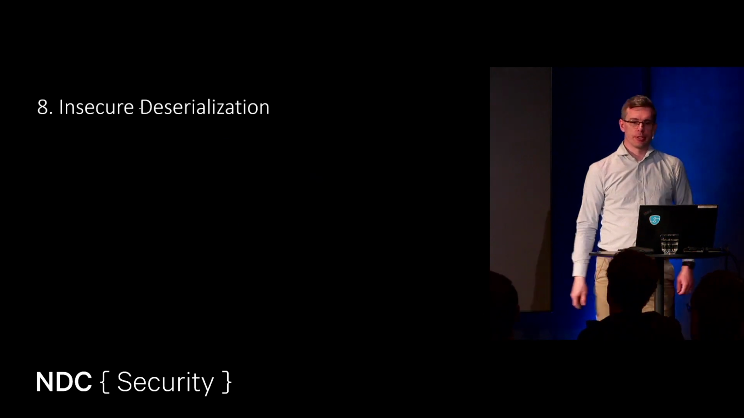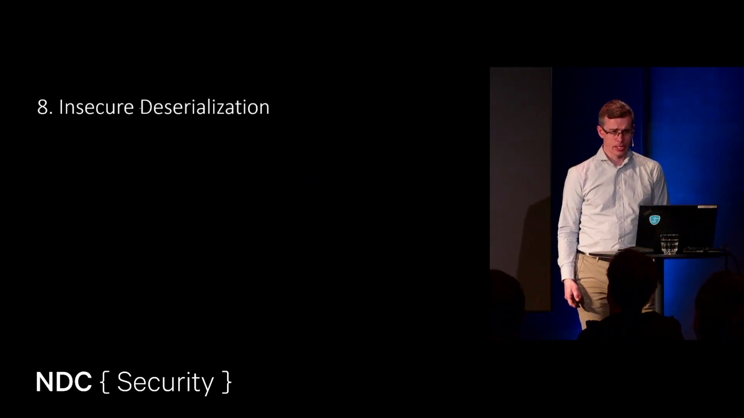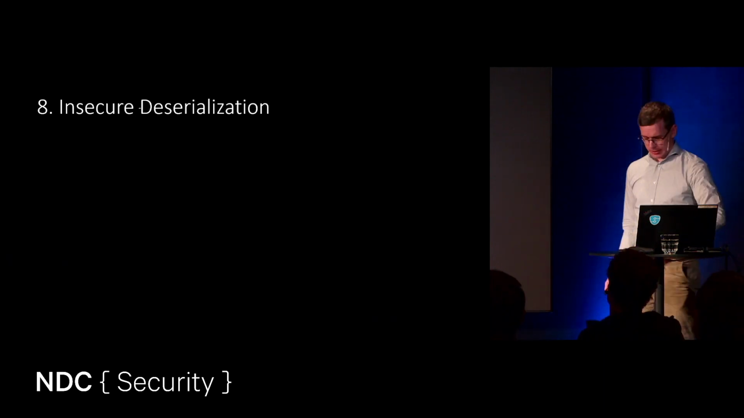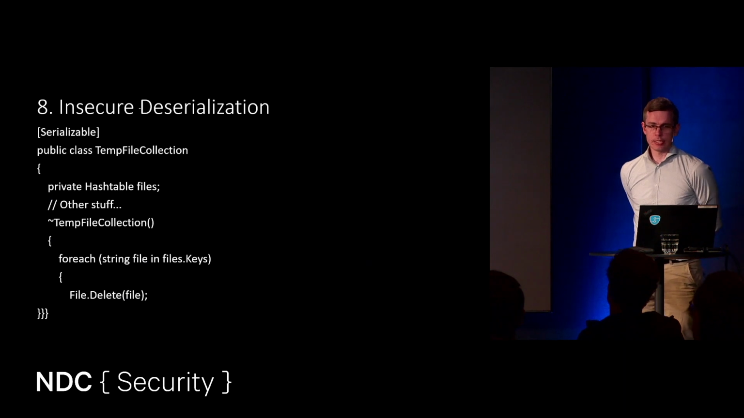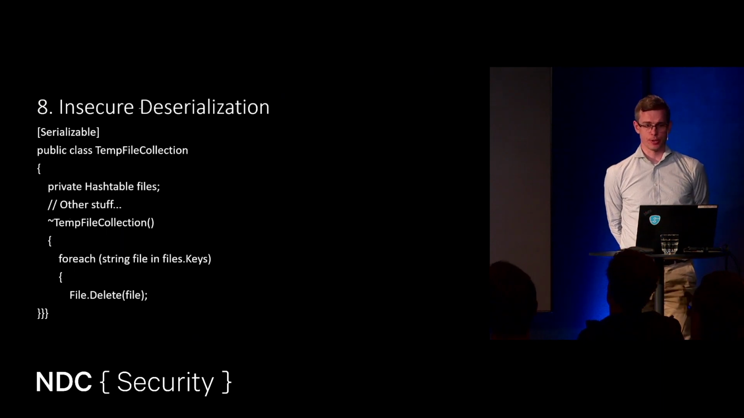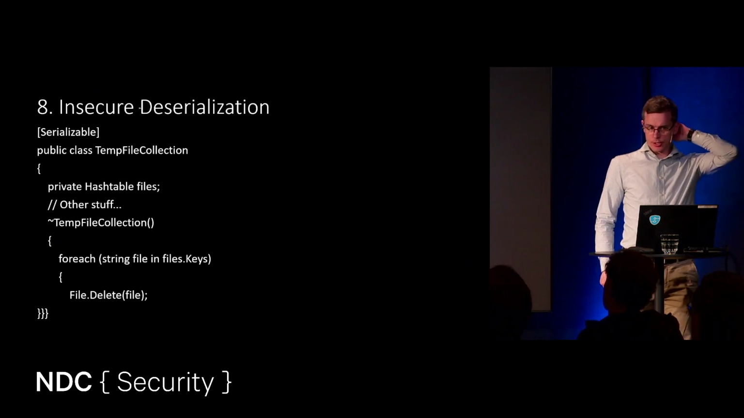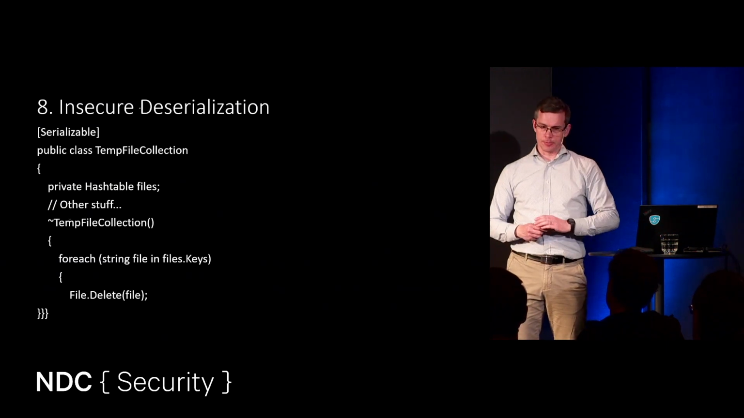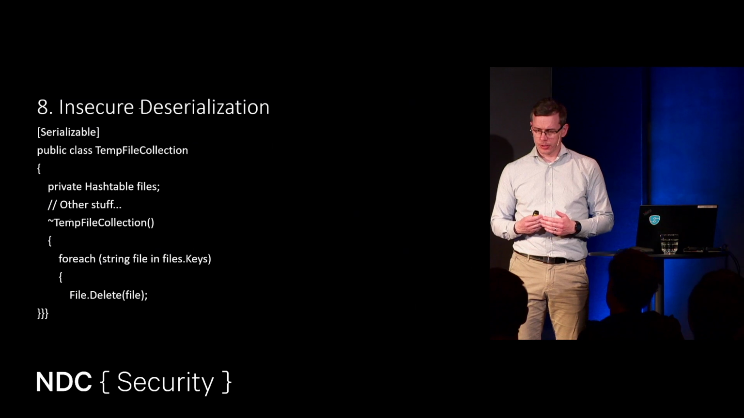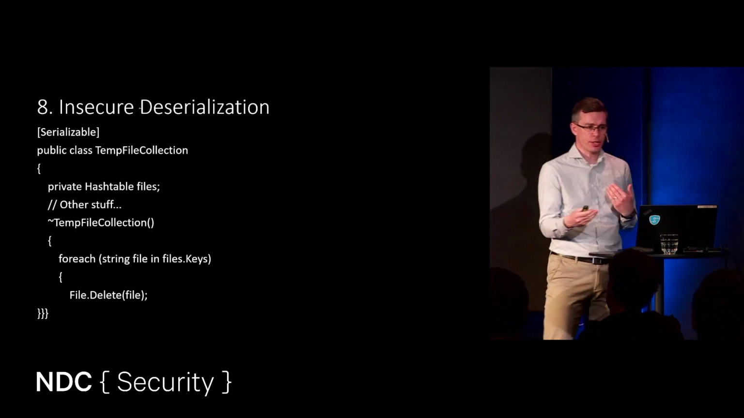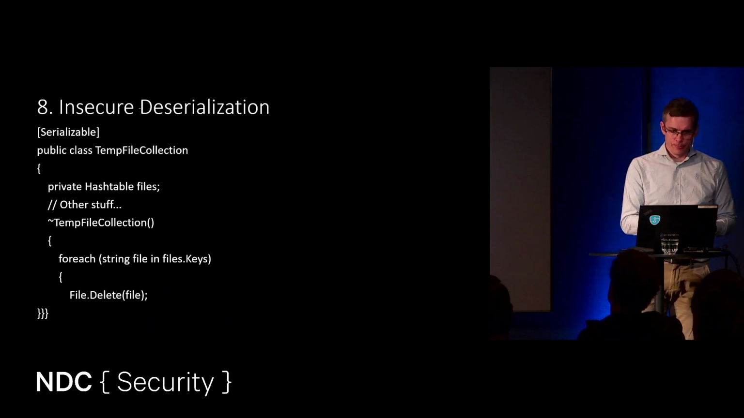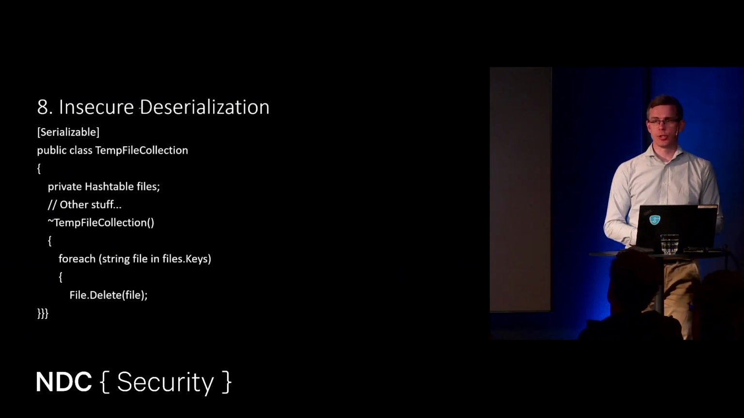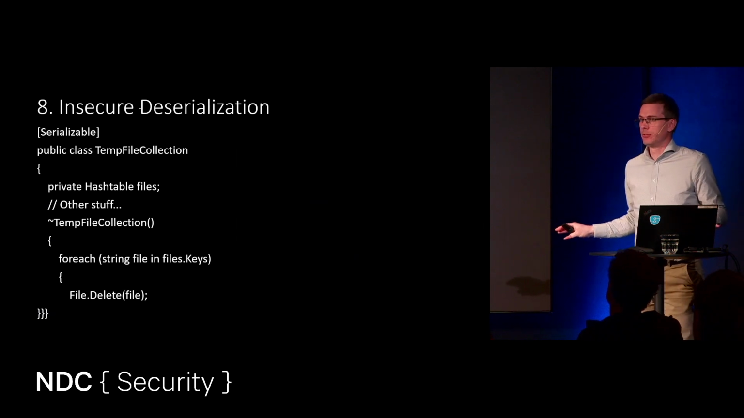So let's move to number 8 on the list, insecure deserialization. So what is that? Well, consider there is a class in the .NET framework that is called TempFileCollection. The idea with the TempFileCollection is that you create a number of temporary files during some operation, and you want automatic cleanup. So when the TempFileCollection object is destroyed, it deletes all the files it kept track of. That's handy, right?